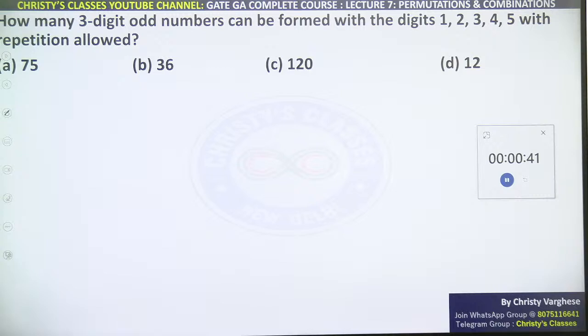Any answers? So read the question properly and answer.